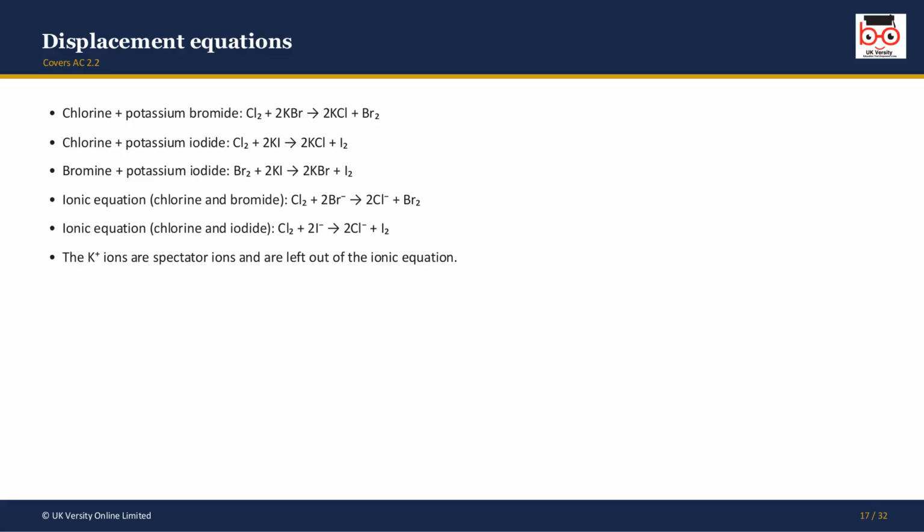Let's put those on paper. Chlorine plus potassium bromide gives potassium chloride plus bromine. Chlorine plus potassium iodide gives potassium chloride plus iodine. And bromine plus potassium iodide gives potassium bromide plus iodine. If we strip it down to the ionic equation, chlorine plus bromide ions gives chloride ions plus bromine, and similarly, chlorine plus iodide ions gives chloride ions plus iodine. The potassium ions take no part, so they're spectator ions, and we leave them out.